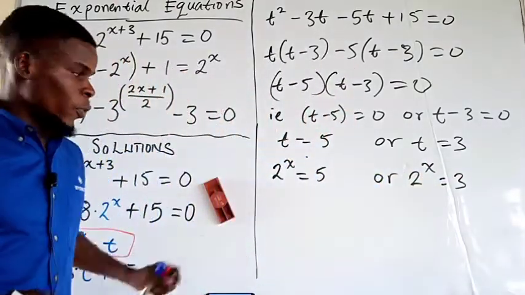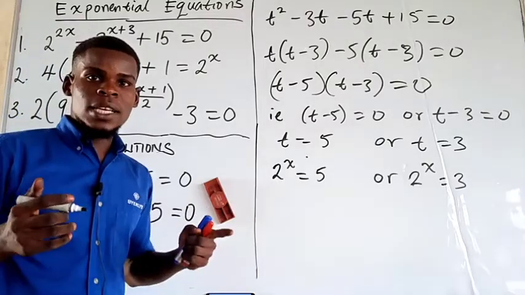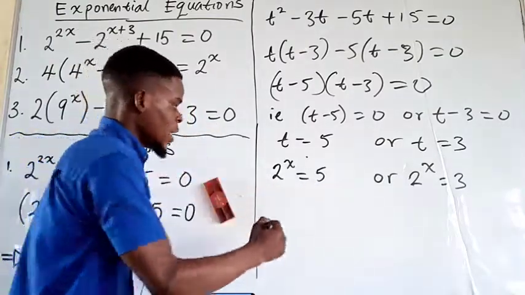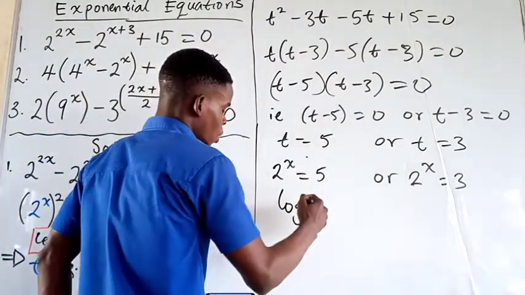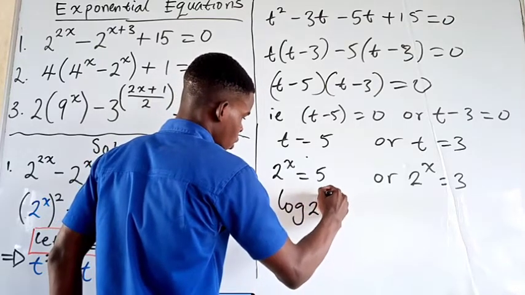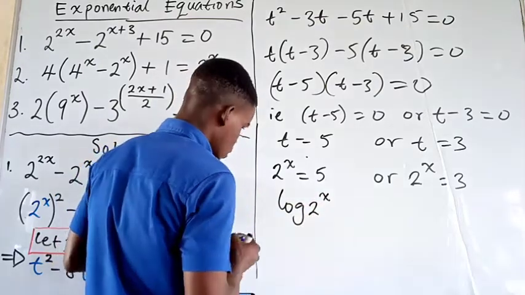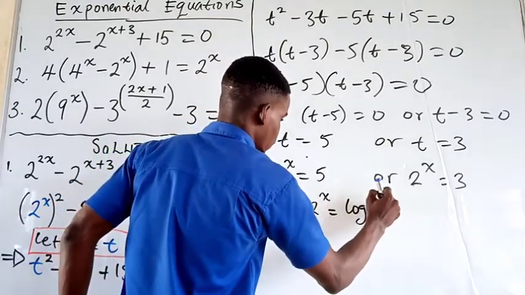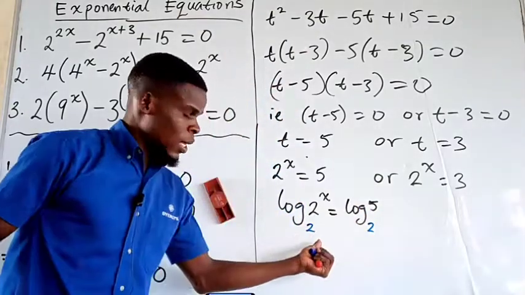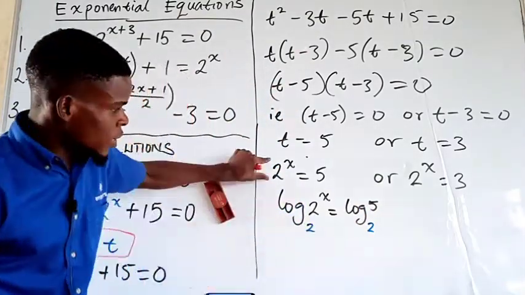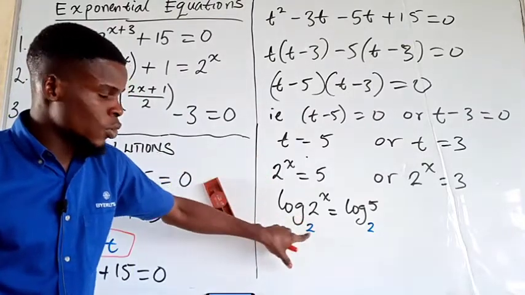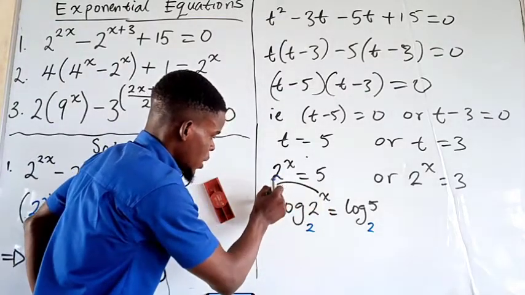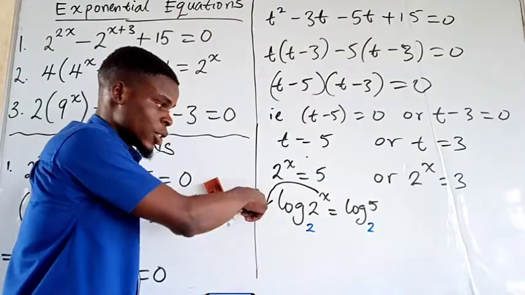To actually solve for x here, what we will do is take the logarithm of both sides. That is to say, we will rewrite this in a logarithmic form. That will be logarithm of 2 to the power of x to base 2, and we equate it to logarithm of 5 to base 2. I'm taking logarithm to base 2 of both sides because of this 2. To get rid of it, we need to introduce log to base 2. This power, we will take it backwards and write it as a constant multiple of the logarithm.